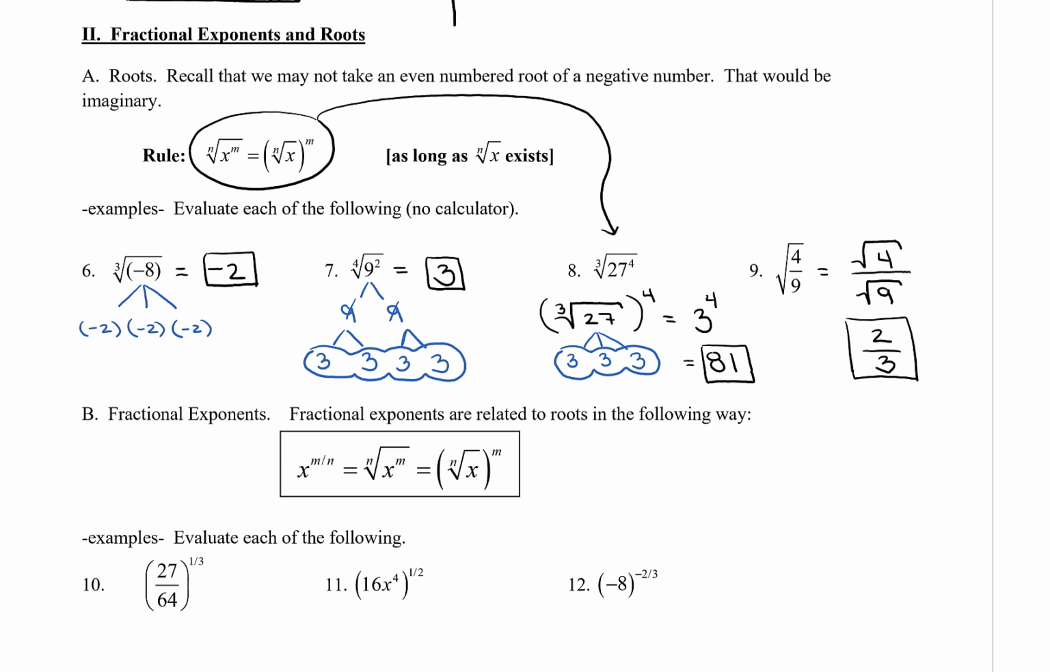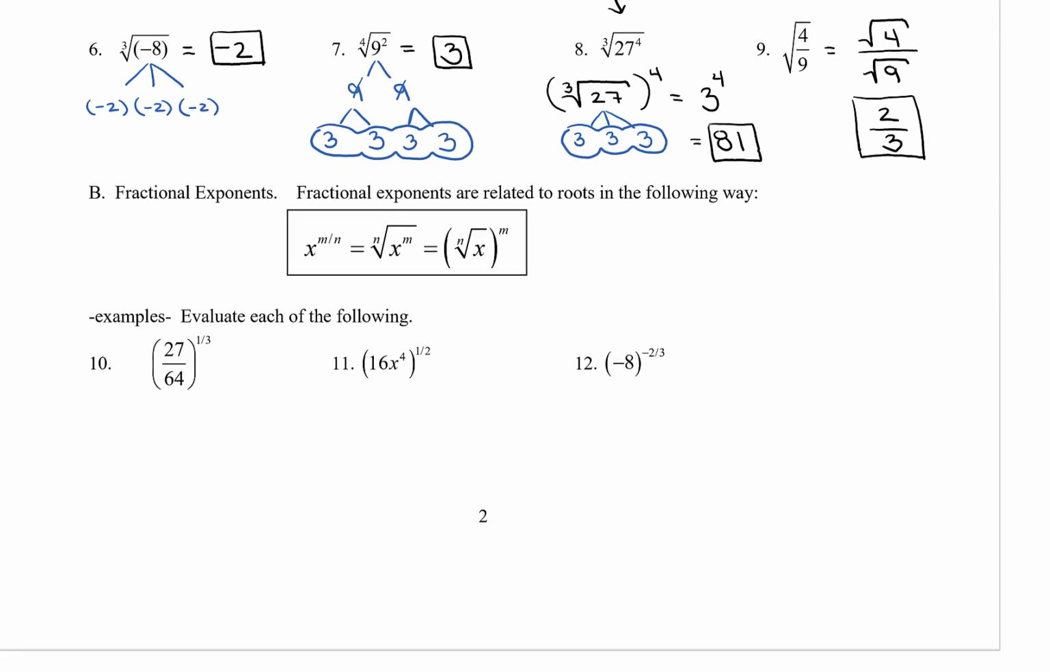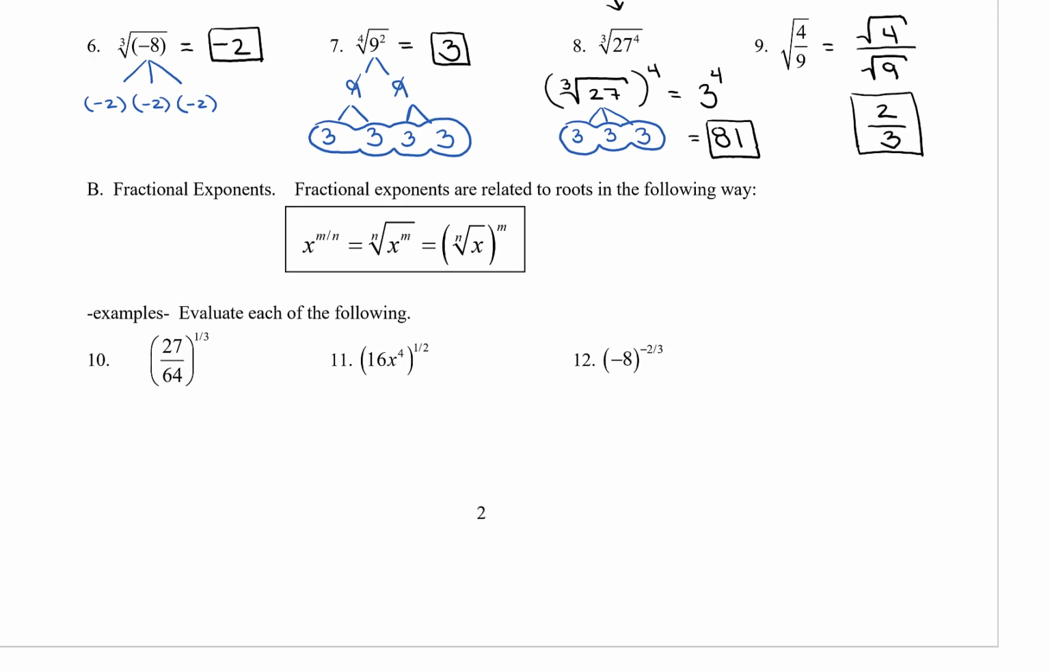B, fractional exponents. Fractional exponents are related to roots in the following way. X raised to the m over n power is equal to the nth root of x raised to the m power, which is equal to the nth root of x inside parentheses, all raised to the m power. I'm going to write that x raised to the m over n power, but I'm going to write it so that the exponent looks like you can easily tell vertically what the numerator and denominator is, just because I feel like the notation here is not very clear.